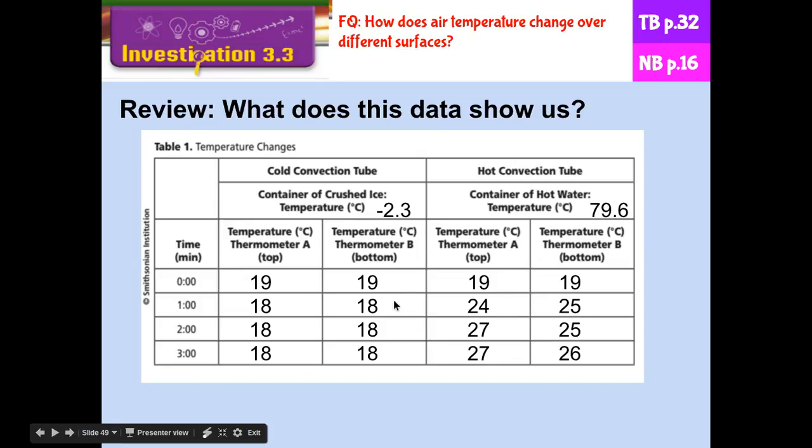So as you can see, the cold air here started out at 19 degrees, and so did the hot air. But the cold air decreased a little bit, not a ton, but just a little bit. And then the hot water increased rapidly. And in fact, the top got warmer than the bottom. So the hot water caused the air above it to heat. The cold air caused the air above it to cool a little bit, but not a lot.